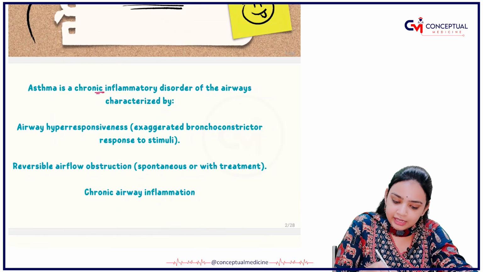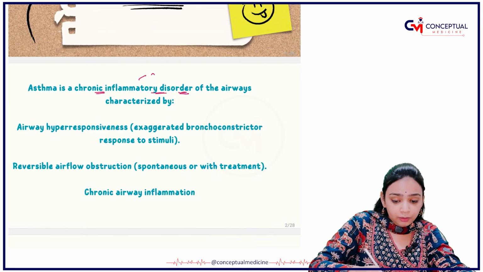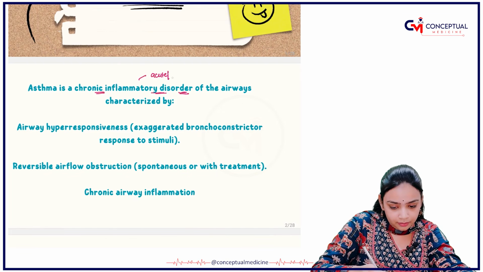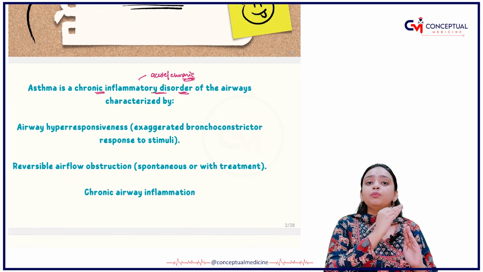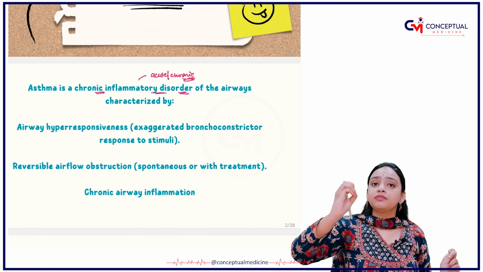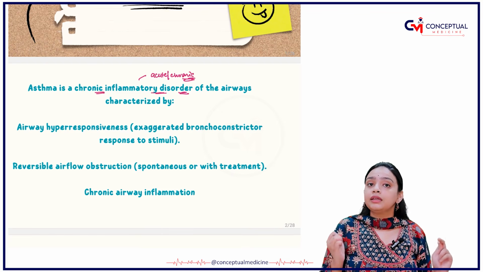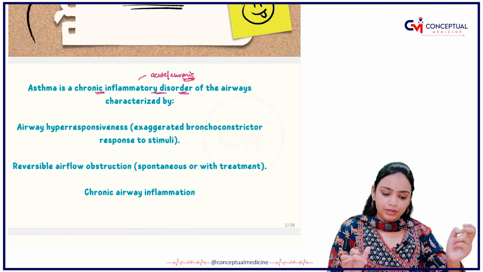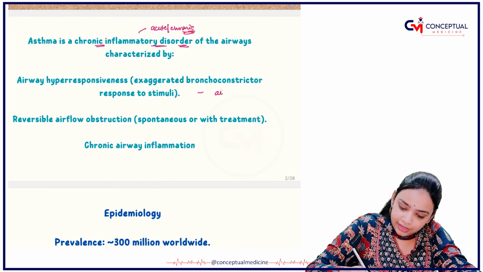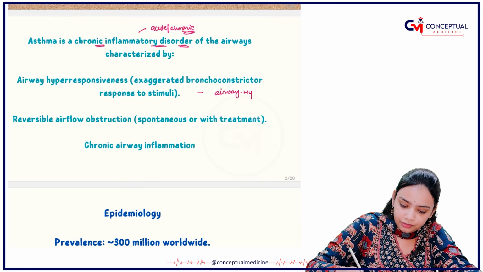Asthma is basically a chronic inflammatory disease. What is acute and what is chronic? Something which is of longer duration, more than 6 weeks, you will name it as chronic. Otherwise you will name it as acute. So the airway basically becomes hyper responsive.